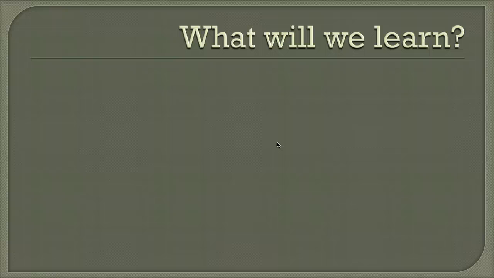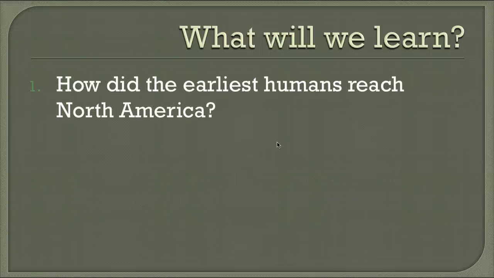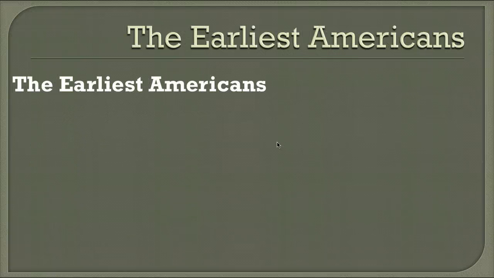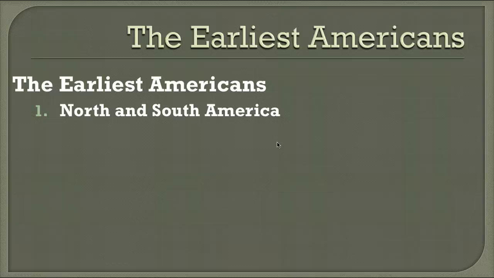Specifically, what are we going to learn here today? Well, we are going to look at how the earliest Americans reached North America. Like I said, they're not indigenous to this part of the world, so they must have traveled here somehow, and we're going to see how that happened. Second thing we're going to look at, we are going to look at the mother culture of Mesoamerica called the Olmec, very briefly, and then we will follow that up by looking at another group just southwest of the Olmec called the Zapotec.